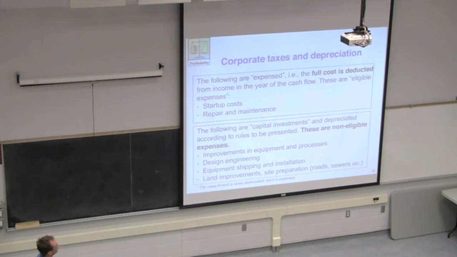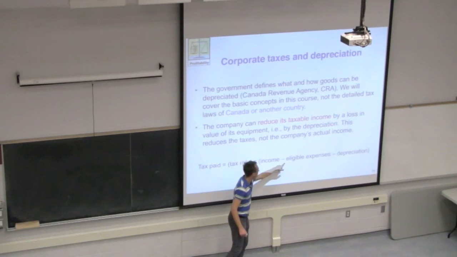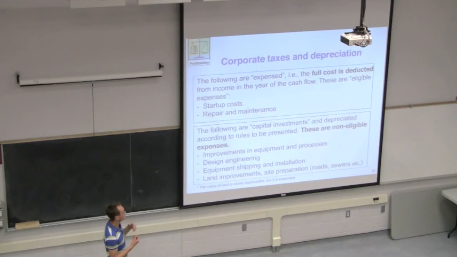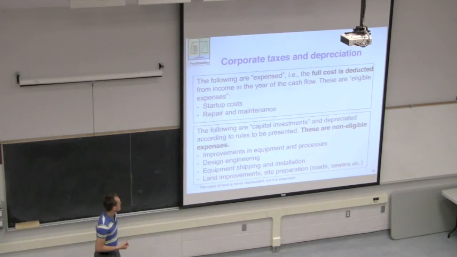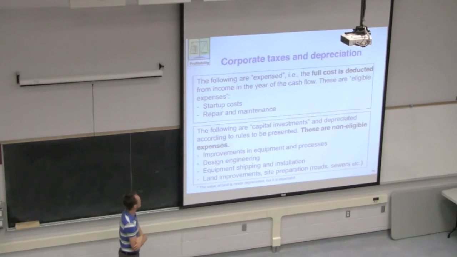Before we get to that point, let's just quickly talk about eligible versus non-eligible expenses. An eligible expense is one up here that allows you to reduce your tax payment. So it's one that I can deduct here. And this includes pretty much every expense except major capital items. So it's actually easier to look at what non-eligible expenses are, and then everything else is eligible. So improvements to your equipment, engineering, shipping, installation, land improvements, site preparation, and actually there's one that's kind of missing here: the actual cost of the equipment itself. That's pretty important. That should be in there.